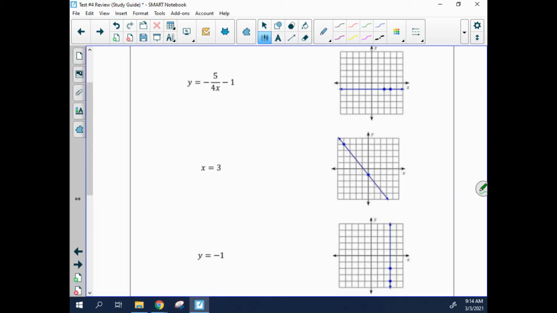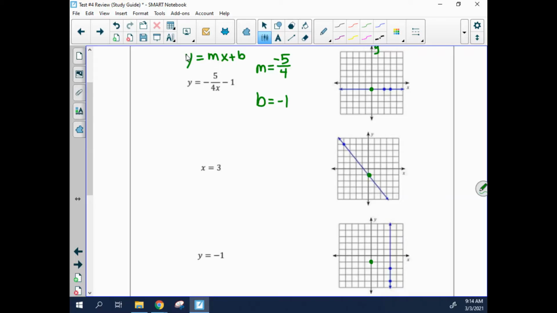I'm going to look at the first one and notice that it is in slope-intercept form, meaning y equals mx plus b. Our m is going to be negative 5 over 4, and our b is going to be negative 1. So that means that my graph is going to have to go through negative 1 on the y-axis. If I look at the first one, here's negative 1 on the y-axis. It goes through there. Here's negative 1 on the y-axis. And here's negative 1 on the y-axis. So I know it's not the last one, but it's going to be the top or the middle one.